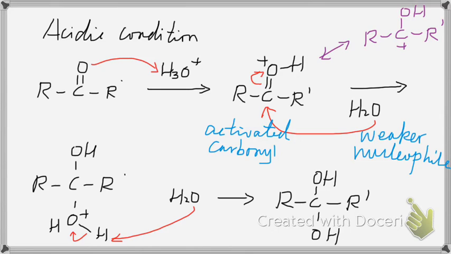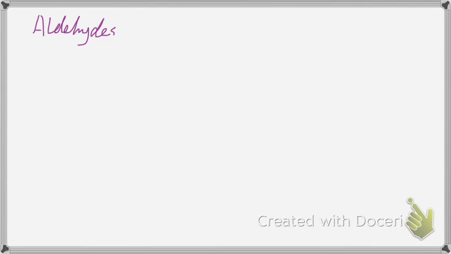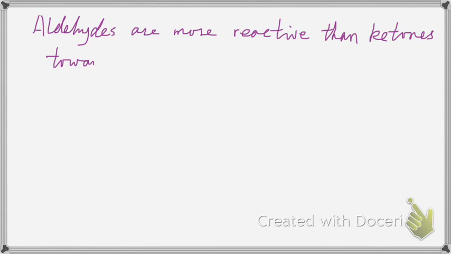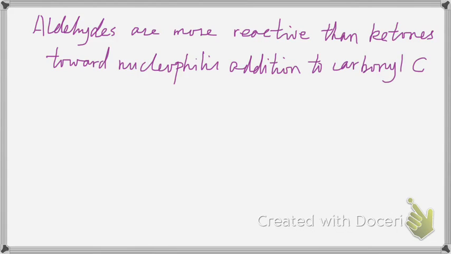All right. So compared to basic condition, we have stronger nucleophile hydroxide, so the neutral carbonyl will react. Acidic condition, the nucleophile is weaker, so we need activated carbonyl. And generally speaking, aldehydes will be more reactive than ketones toward nucleophilic addition to carbonyl carbon.